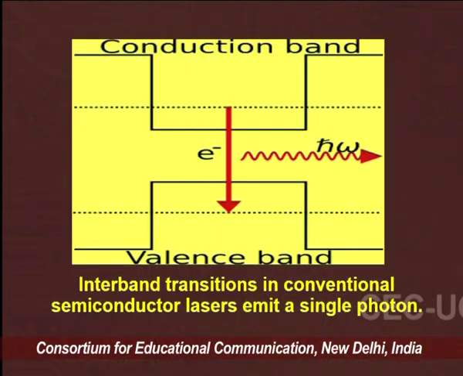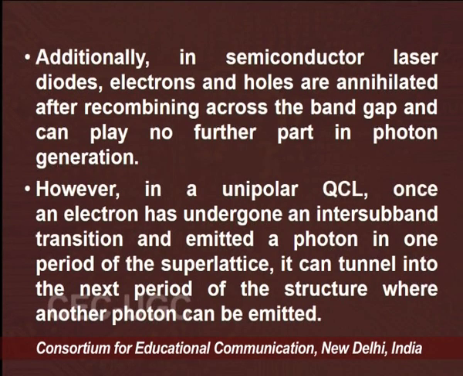Now, you can see on the screen that this is a conventional semiconductor laser with the conduction band and the valence band; we can say this is the interband transition. Conventional semiconductor lasers emit a single photon and that produces the lasing light. Additionally, in the semiconductor laser diode, electrons and holes are annihilated after recombining across the band gap and cannot play a further part in photon generation.